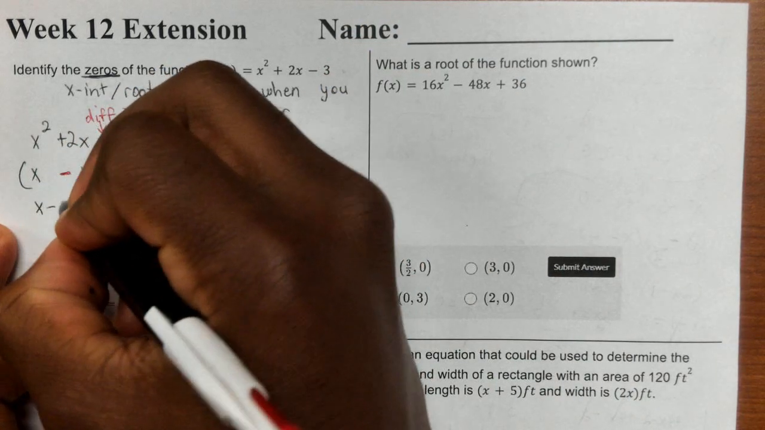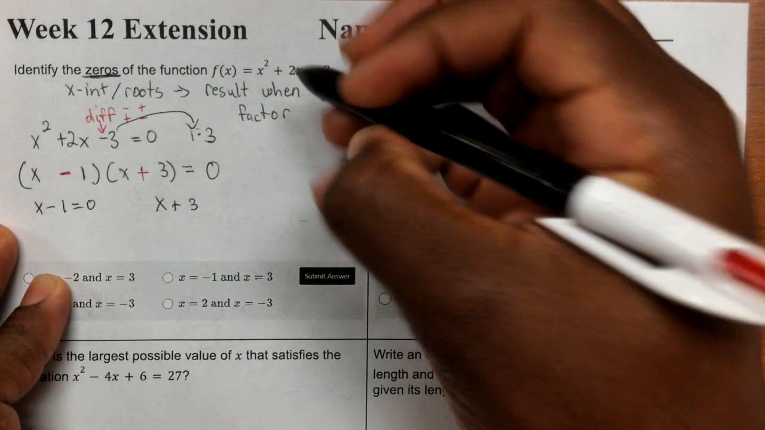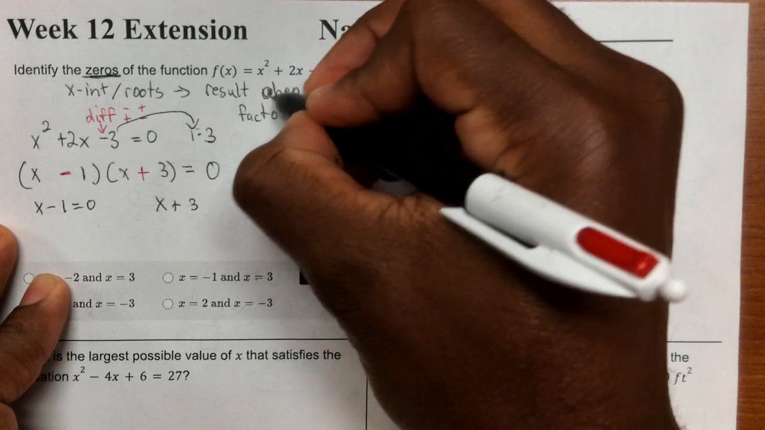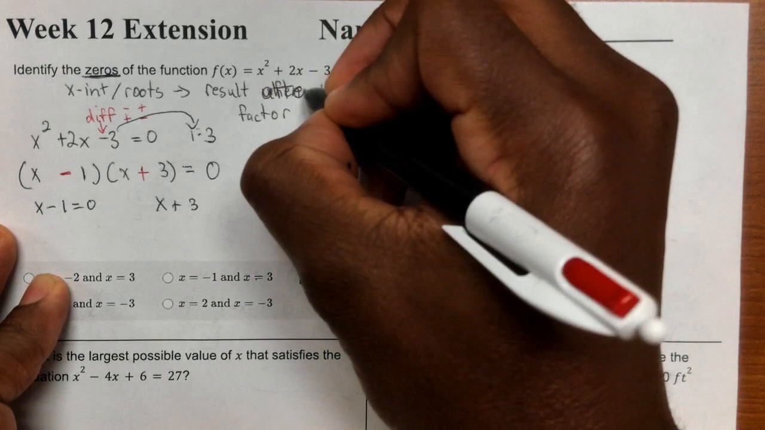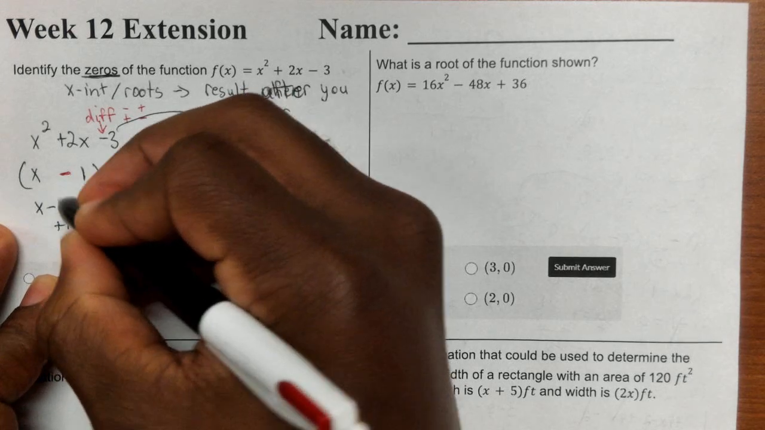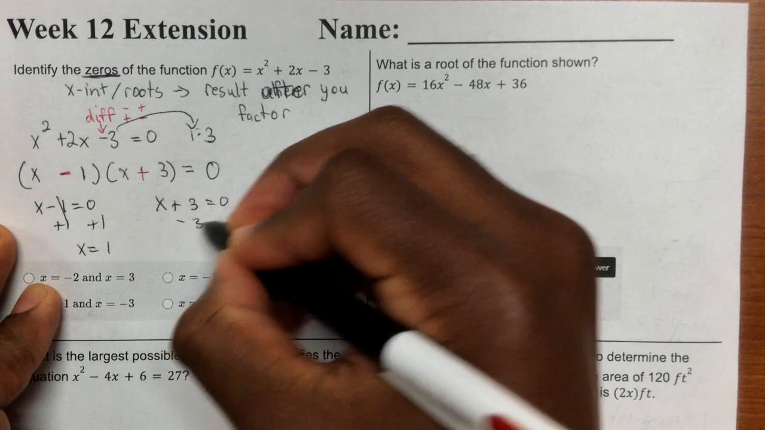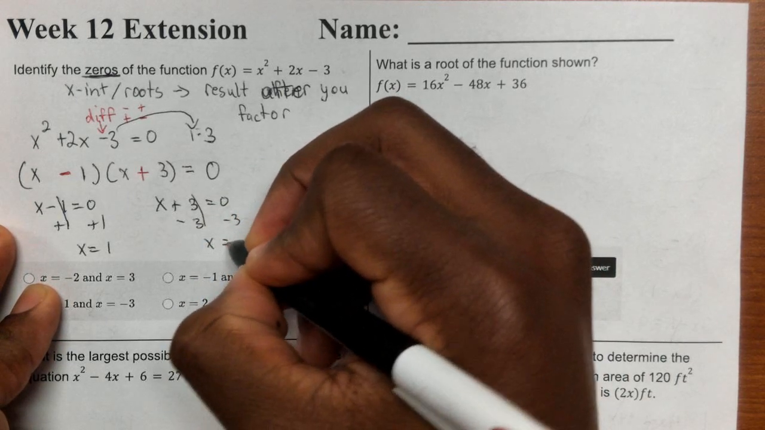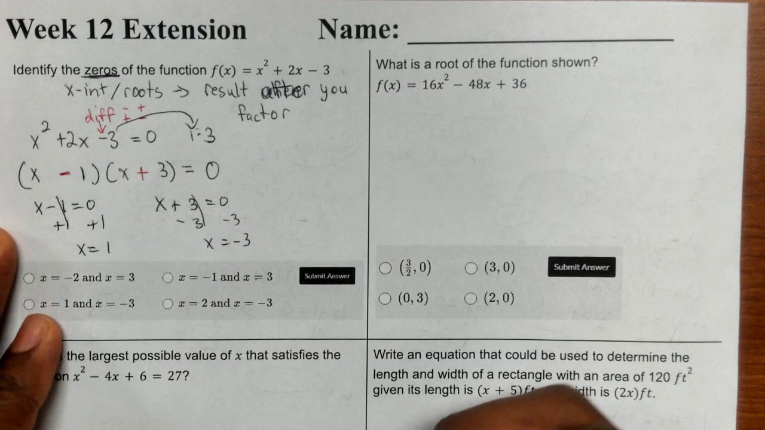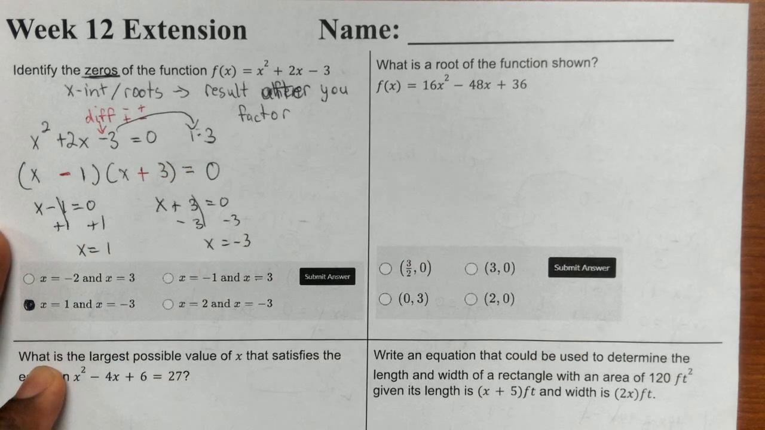So we need to set this equal to 0, set this equal to 0. So actually I should have said result after you factor. So again, we would add 1, so x is positive 1. Here we would subtract 3, x is negative 3. So the answer would be positive 1, negative 3. So let's try the next one.